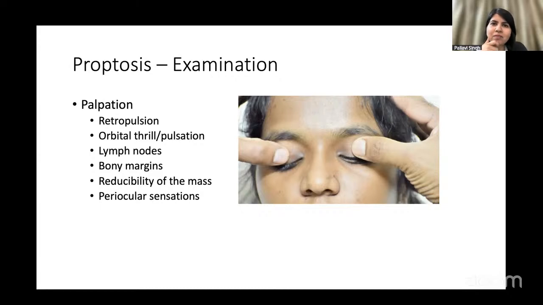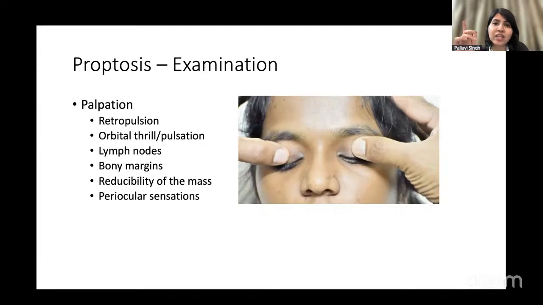So you might feel like the bony margins are sharp, or scalloped out, like in cases of adenoid cystic carcinomas. If the mass is soft, if there is a venous malformation, sometimes the mass may be reducible, which means that if you're pushing the eyeball, you might feel that the mass is shrinking in size. So that's also one thing to look at.